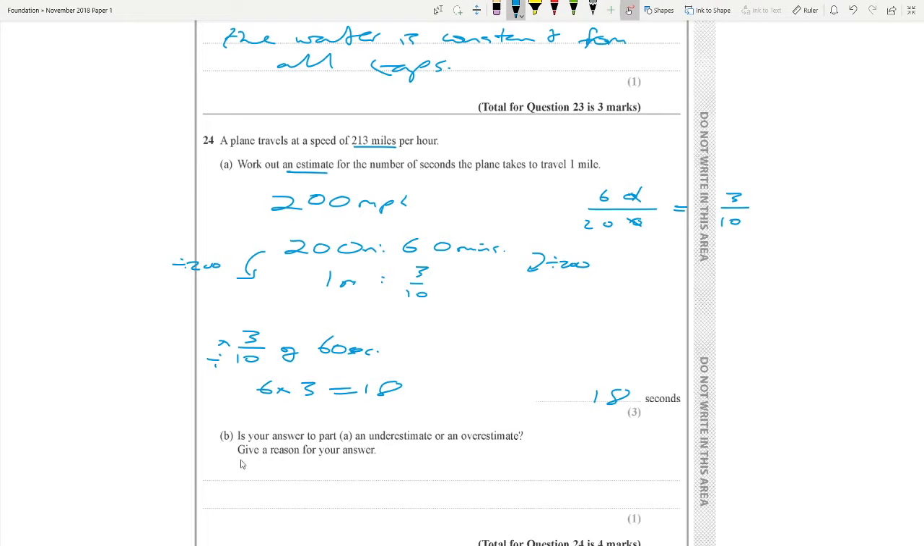Okay, and that was question 24, part A. Part B says, is your answer an underestimate or overestimate? Well, underestimate, isn't it? Because what did we do to the 213? We rounded it down, didn't we? So it's an underestimate because we rounded down to 200.